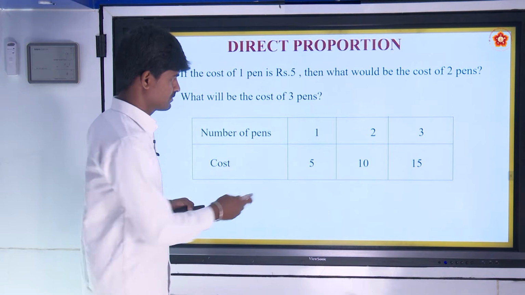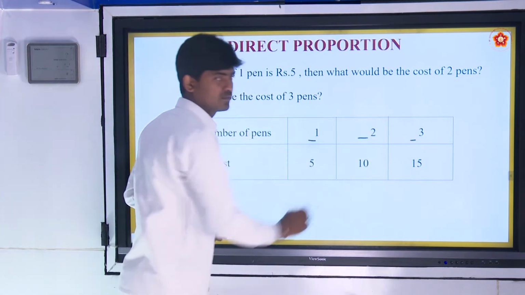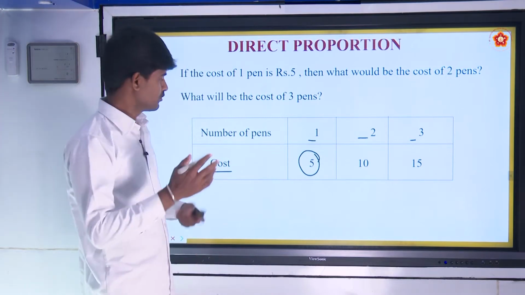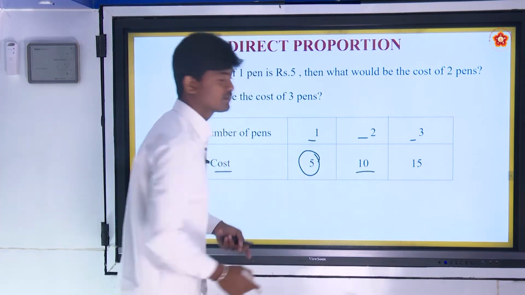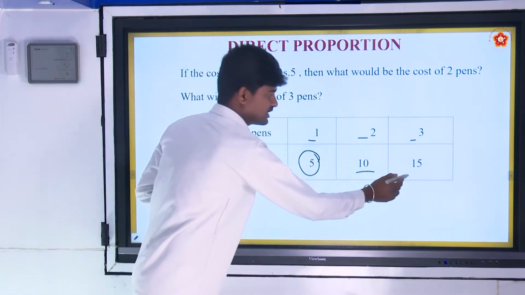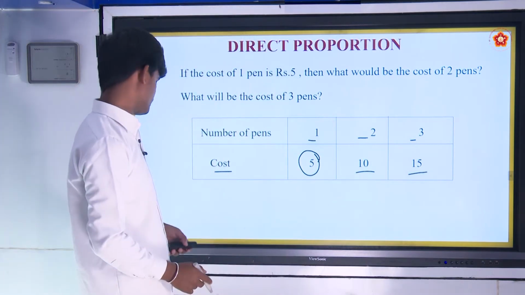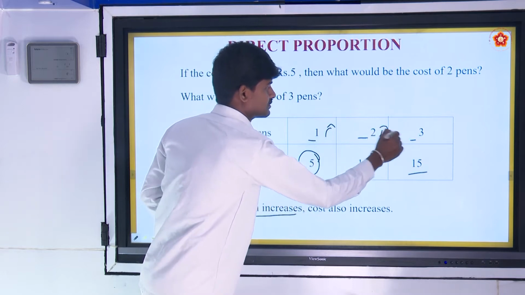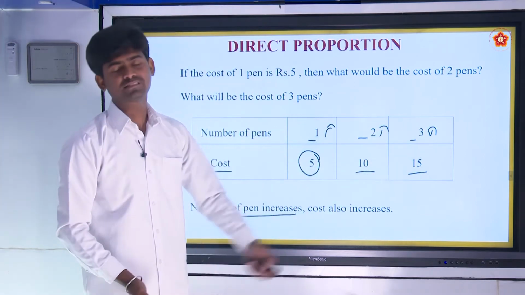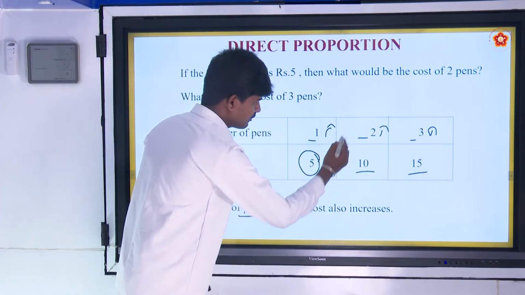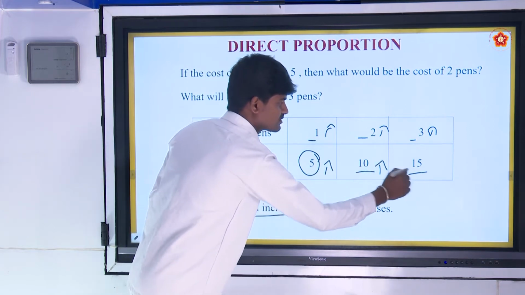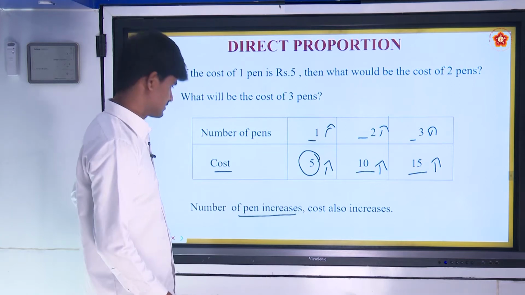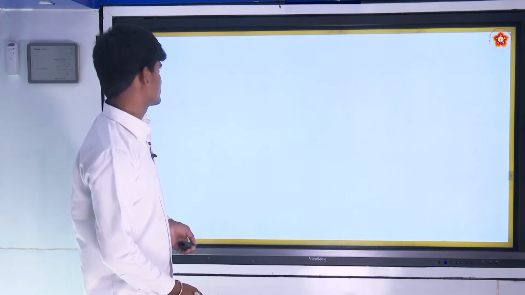Let us tabulate that. Number of pens: 1, 2, 3. For 1 pen the cost is 5 rupees, for 2 pens it is 10 rupees, for 3 pens it is 15 rupees. Now see, as the number of pens increases, the cost also increases. Let us look at another example.